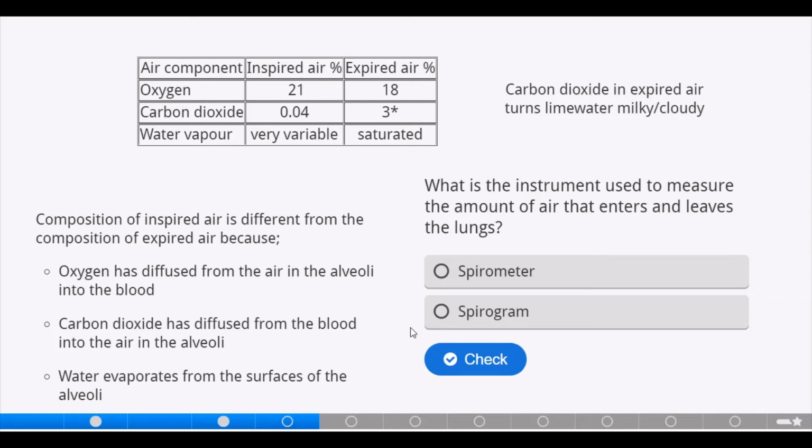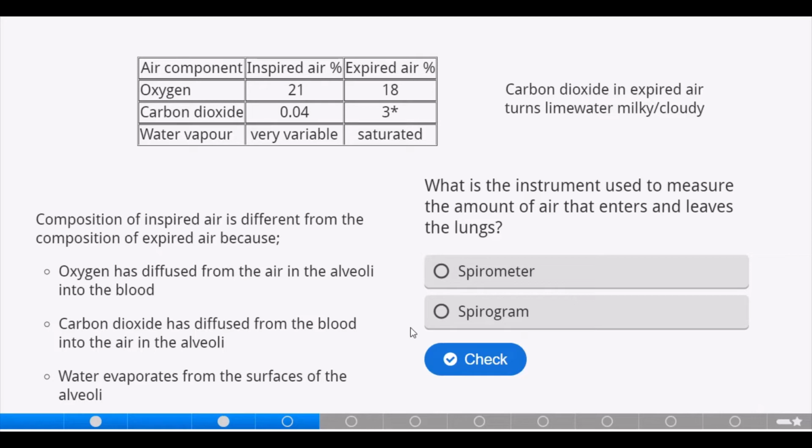We should note that carbon dioxide in expired air turns lime water milky or cloudy. If you want to test for carbon dioxide in expired air, you make use of lime water. It turns lime water milky or cloudy.